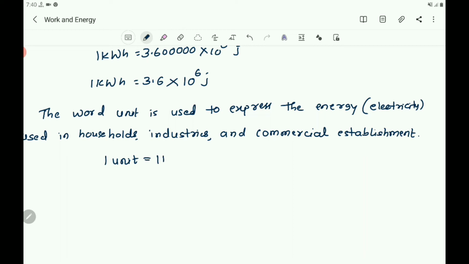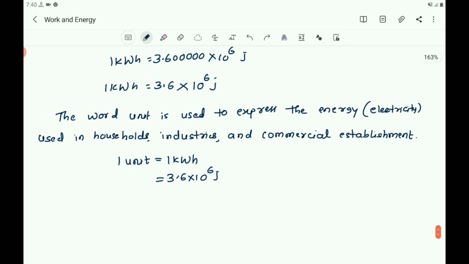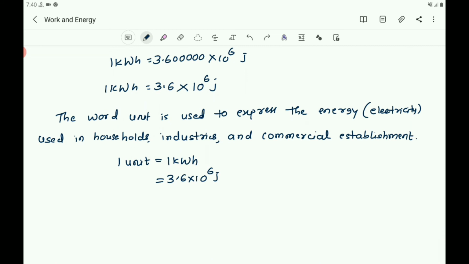what? 1 kilowatt hour. 1 unit equals 1 kilowatt hour, and that is equal to 3.6 into 10 power 6 joules. If 1 kilowatt hour of electricity is used, then that is termed as 1 unit. If 20 kilowatt hour electricity is used, then it is termed as 20 units. So the word unit is used to express the energy used in households, industries and commercial establishments. So what is the commercial unit of energy? The commercial unit of energy is kilowatt hour.